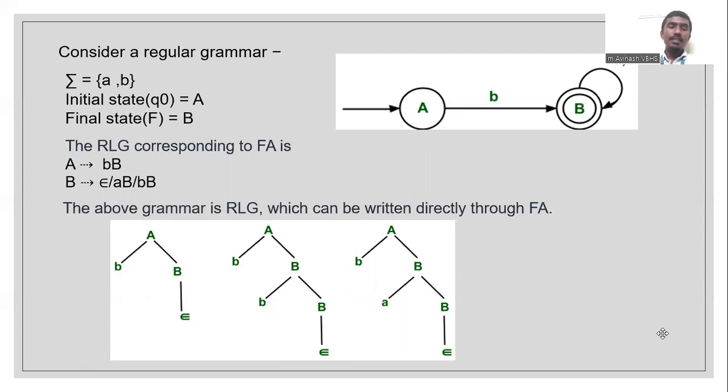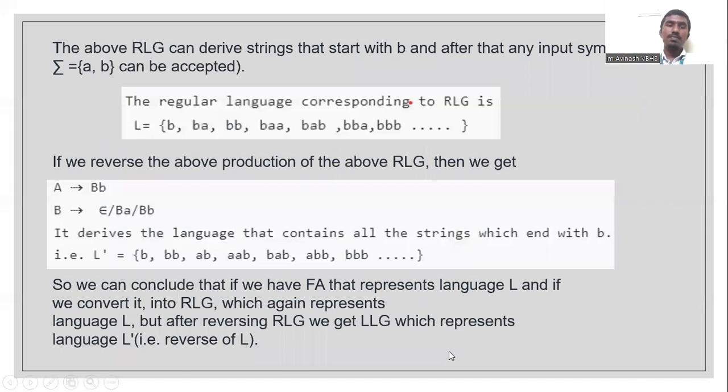Here A consists of bB, where capital B is b, and in the next A consists of aB, where capital B has both b's and epsilon, and we have another A where it contains both aA, bB, and B consists of aB and B consists of epsilon. The above right linear grammar derives strings that start with b, and after that any input symbol, that is sigma equal to {a, b}, can be accepted.